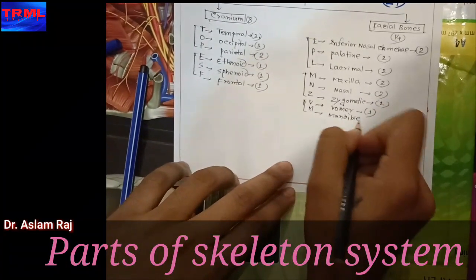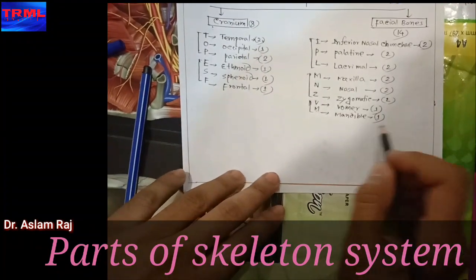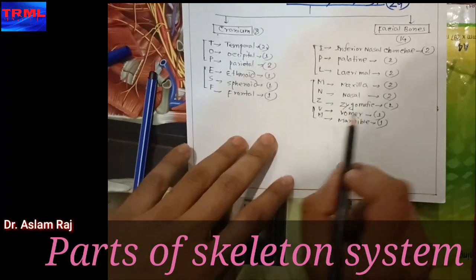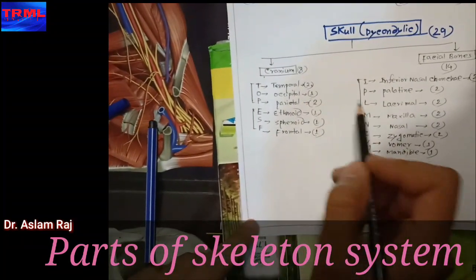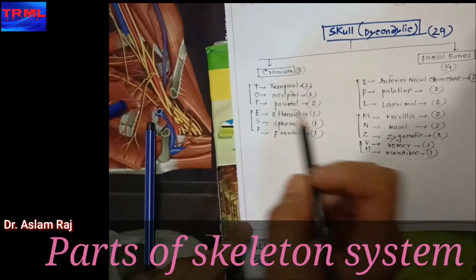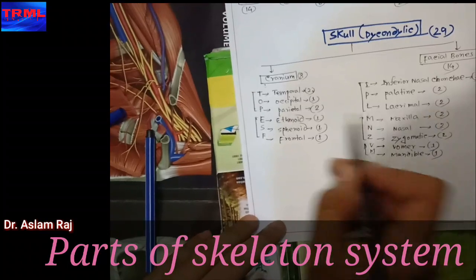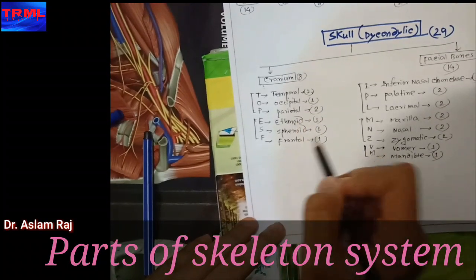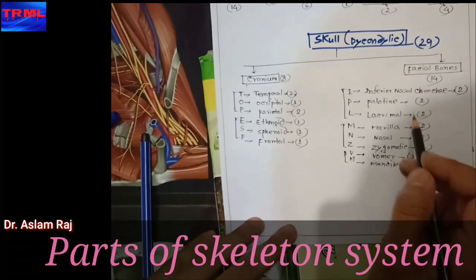Mandible is the lower jaw. We know this. So guys, here vomer and mandible are single, and temporal and parietal are pair bones. Single bones in cranium are occipital, ethmoid, sphenoid, and frontal. In the face, single only are vomer and mandible.